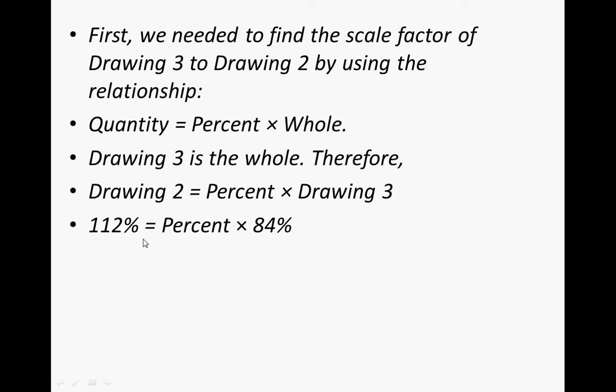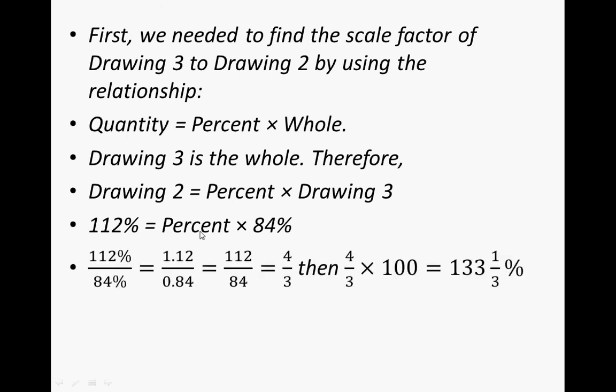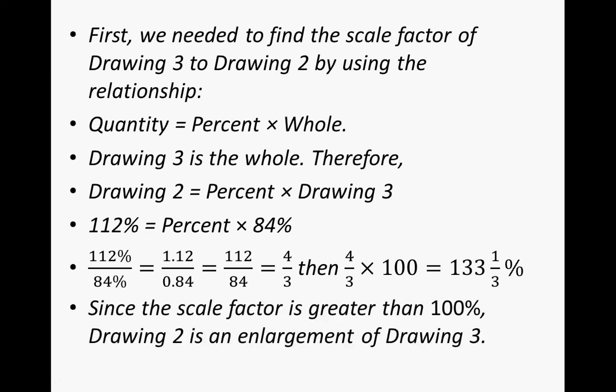So therefore 112% is equal to percent times 84. And as we solve for percent, that's going to be 112 divided by 84. And again, we can do this several different ways, but eventually we end up with 4/3. Well, now we have to take 4/3 and turn it back into a percent, so that would be 133 1/3%. Since the scale factor is greater than 100%, drawing 2 is an enlargement of drawing 3, which is what we said.